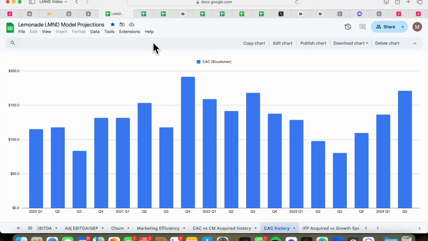First thing we want to look at is how many customers they might acquire in Q3. Right now I have here from my Lemonade model a graph of customer acquisition costs. And you see how it's varied from about $100 a customer all the way up to $191 a customer. Last quarter was higher than normal, $171 per customer. They plan to spend quite a bit of money on customer growth in Q3.